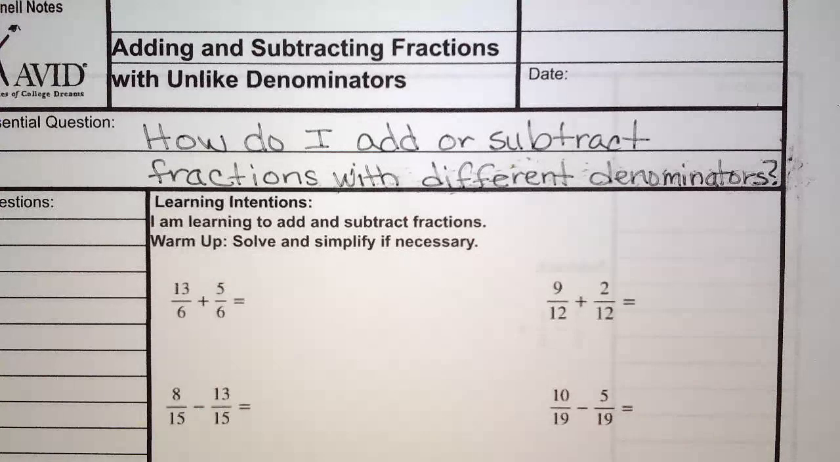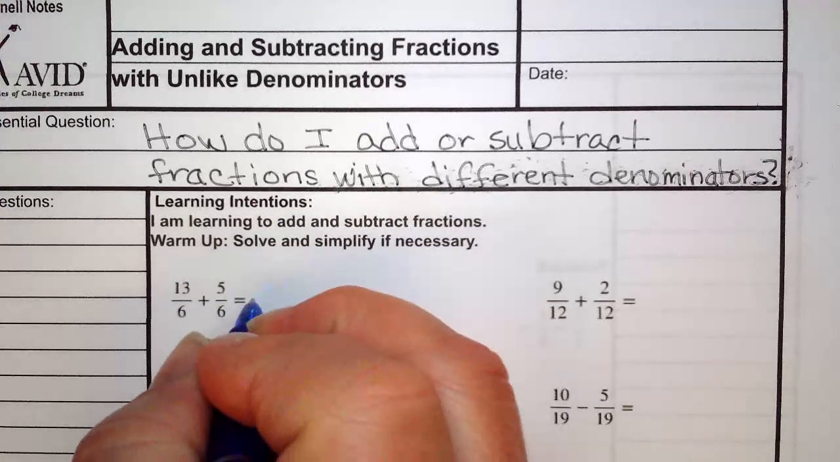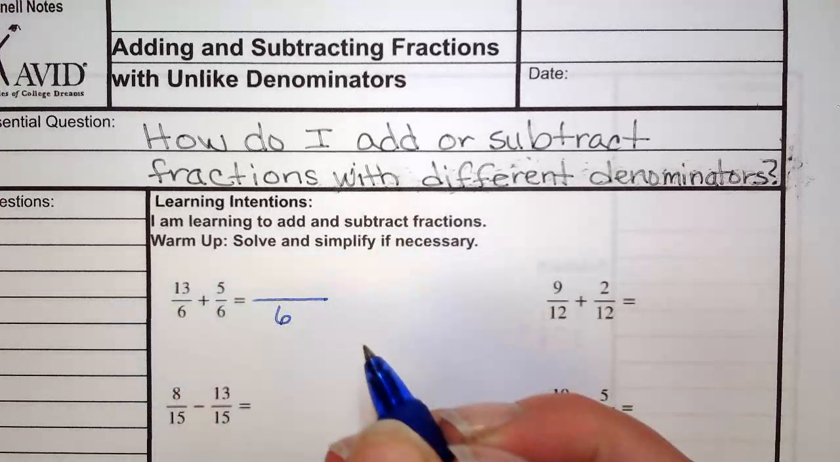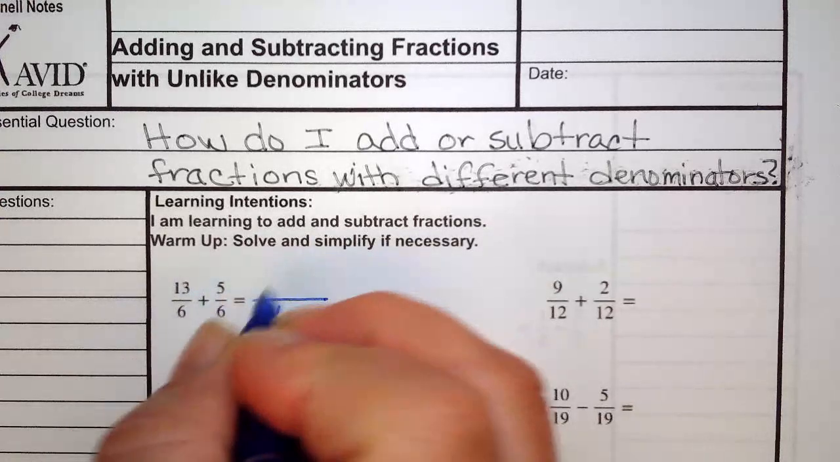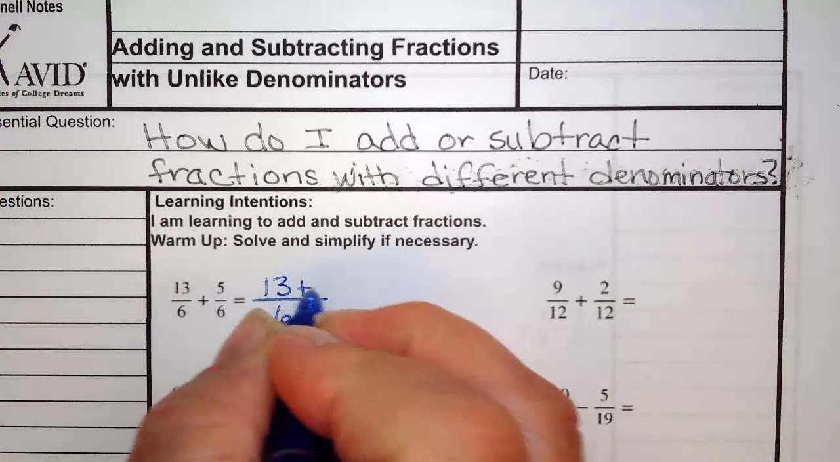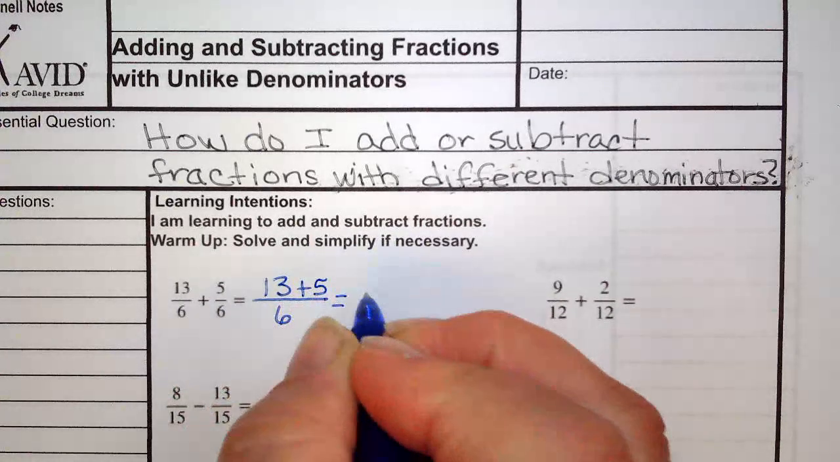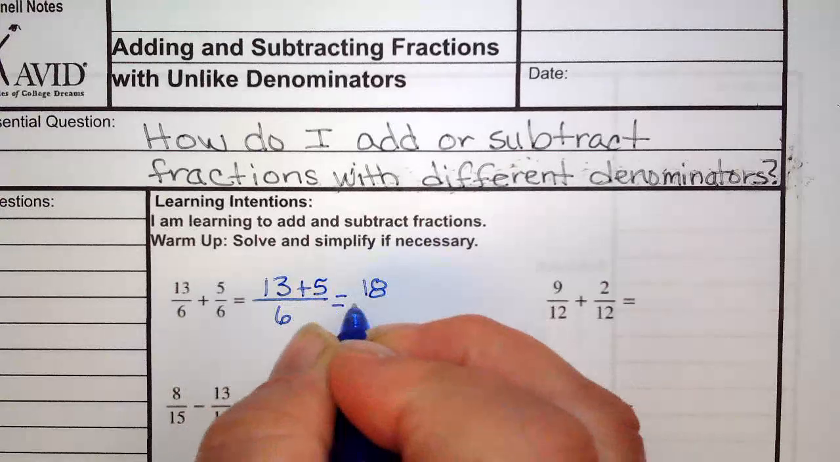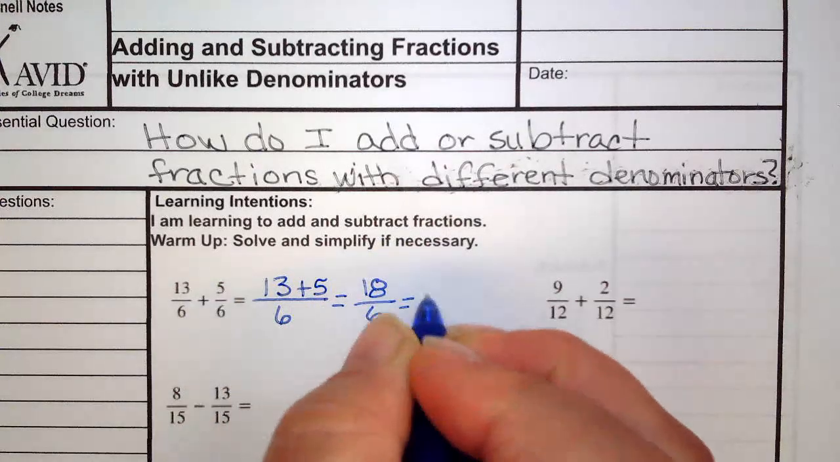Well, here we go. If you notice, all of them have the same denominator. So all you have to do is worry about adding or subtracting the numerators, which are the top numbers. The bottom number does not change. So the bottom number is going to be 6. 13 plus 5 is 18. 18 divided by 6 is 3.